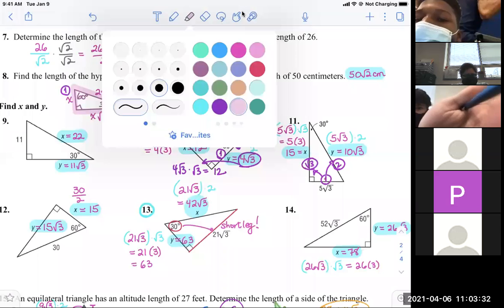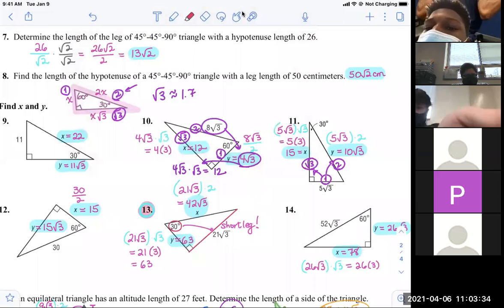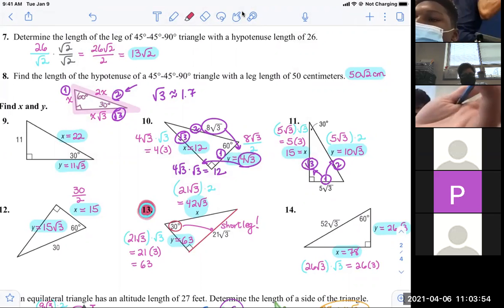Number 13 is really weird. Do you know why I'm saying it's weird? See where they've got the 30? Across from the 30 is supposed to be the short leg. It doesn't look like it, but that's what you have to assume. Wherever the 30 is, across from it is the short leg. So this is actually the short leg, 21 root 3.